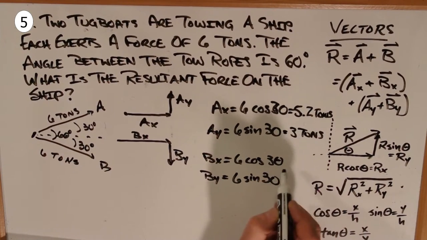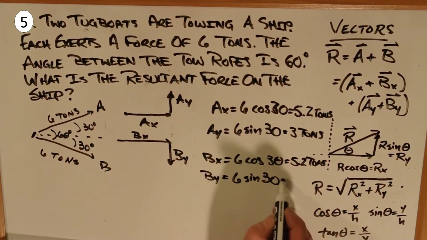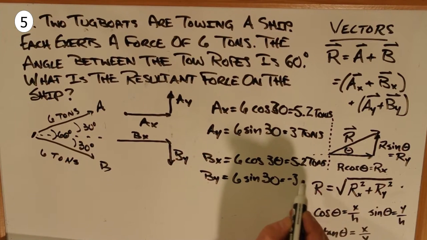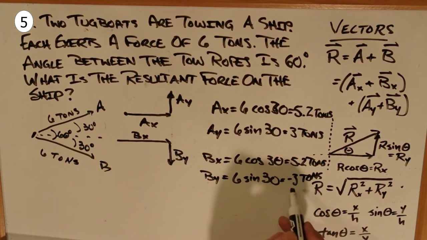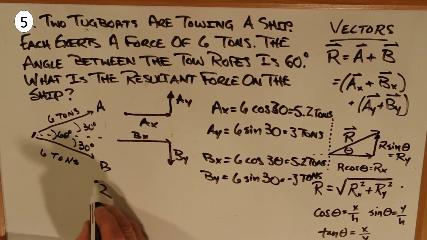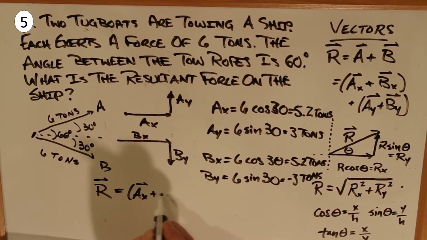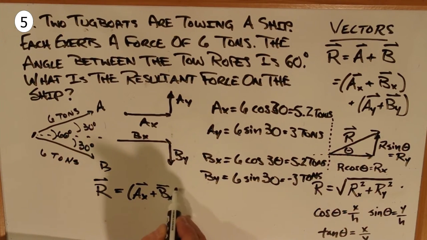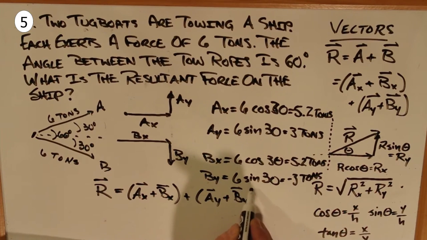A in the y direction, 3 tons. B in the x direction, 5.2 tons. B in the y direction, or the y component of the B force, is going to be negative 3 tons because it goes in the opposite direction of A of y. And so the resultant force is going to be, using that big equation that's up on top, summing the x components and then summing the y components.